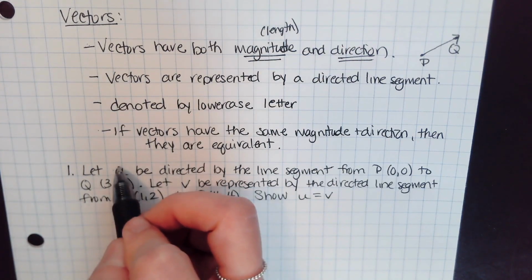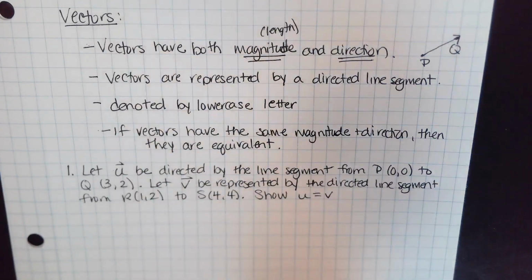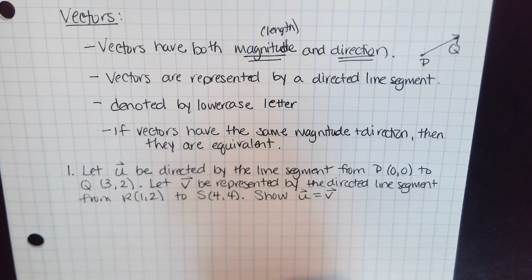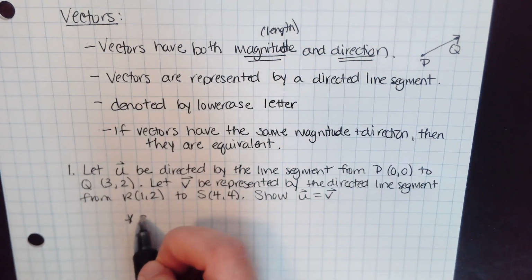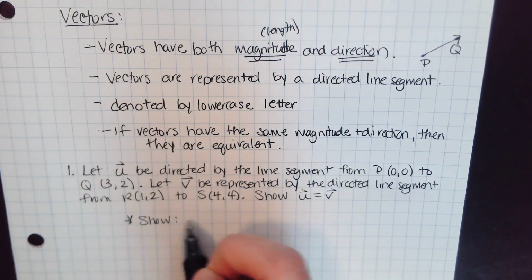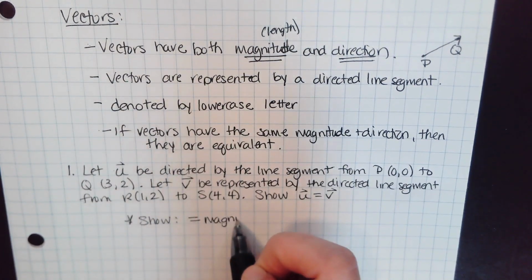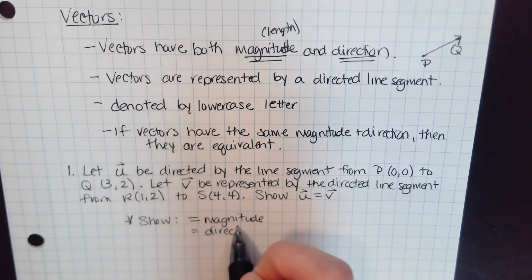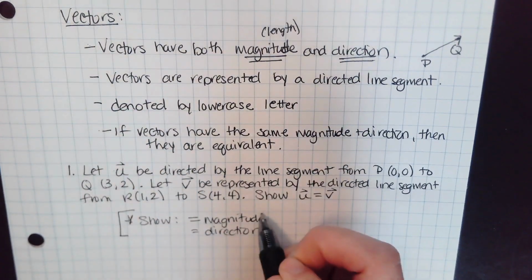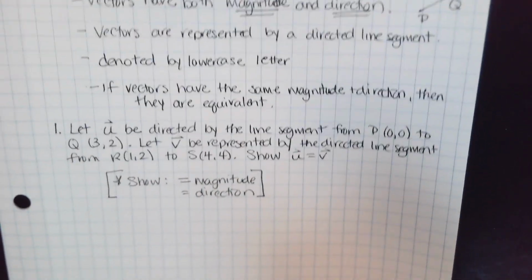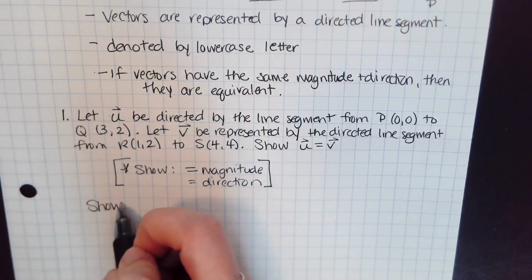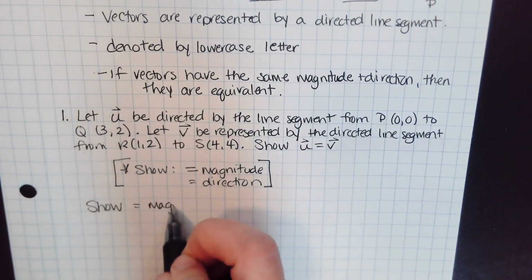And sometimes too, we can show vectors with this little kind of ray-like shape above it. In order to show that we have these two equal vectors, we need to show two things: that they have equal magnitudes, meaning equal length, and equal direction, or the same direction. All right, so first let's focus on finding our magnitudes and showing those are the same. So first we're going to show equal magnitude.